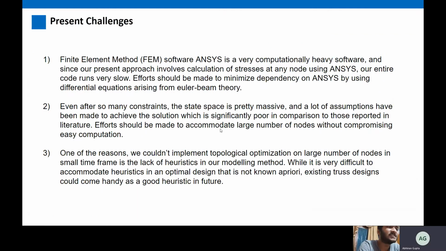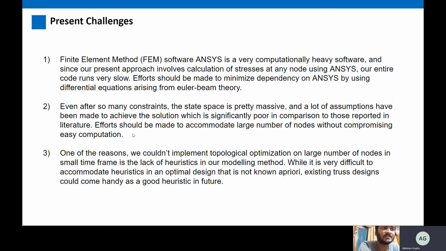Our present challenges include that finite element software such as ANSYS is very computationally heavy. And since our present approach involves calculation of local stresses at any node using ANSYS, our entire code runs a little bit slow. We can make some efforts to minimize this dependency on ANSYS by using theoretical differential equations arising from Euler-Bernoulli beam elastic theory.